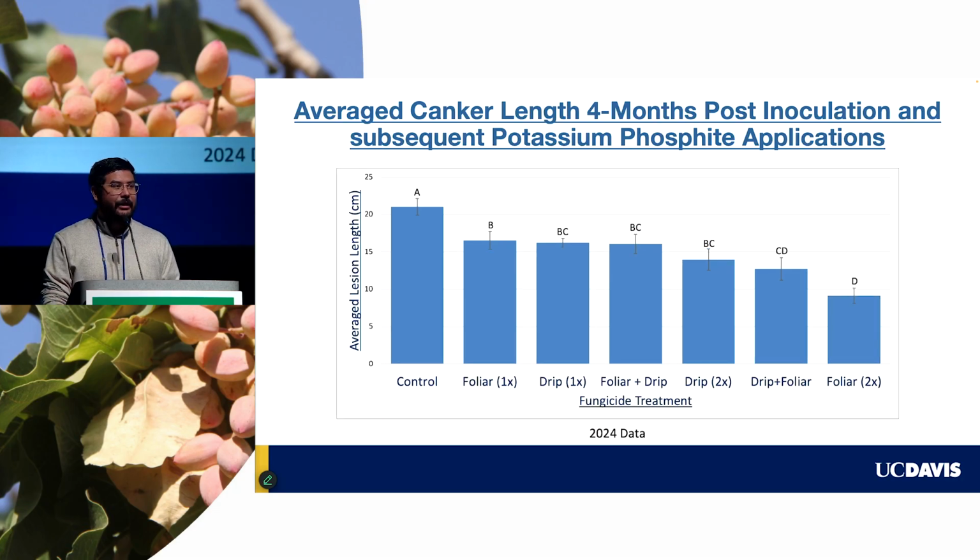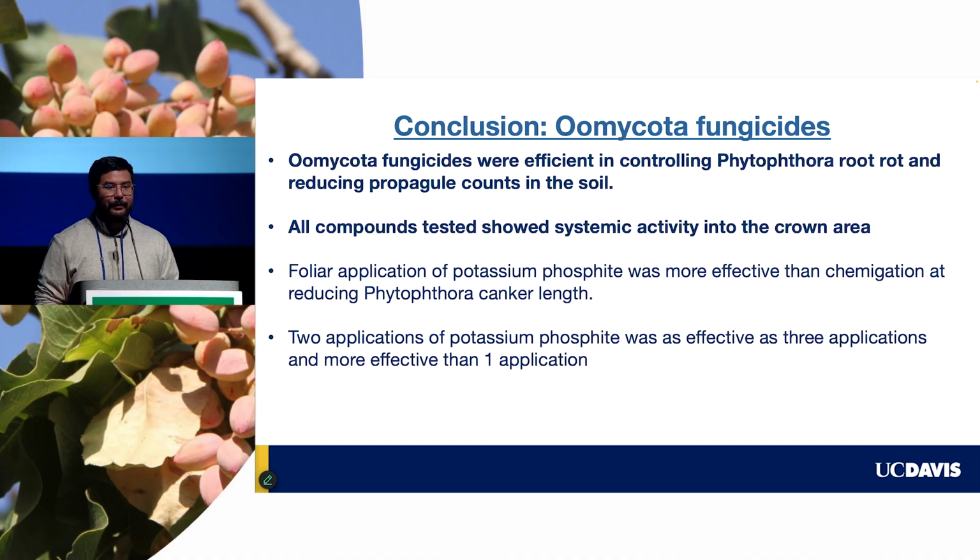And in last year's data, we were comparing 1 versus 2 applications. And what we showed here, again, was that the foliar application applied twice was the most effective treatment when compared to just a single foliar treatment or a single drip treatment. But the grain of salt here is that we might have seen more efficacy with foliar treatments because we did have to use branch inoculations, and so maybe that product was being more concentrated in the branches given the foliar treatments.